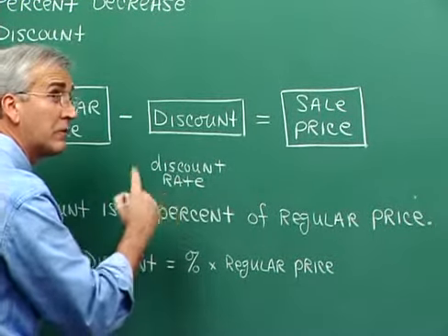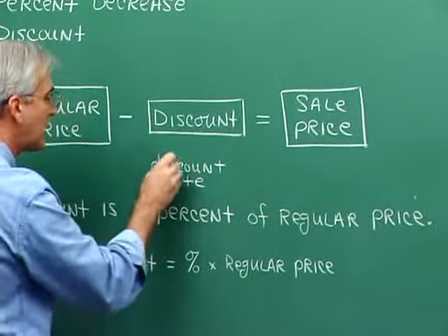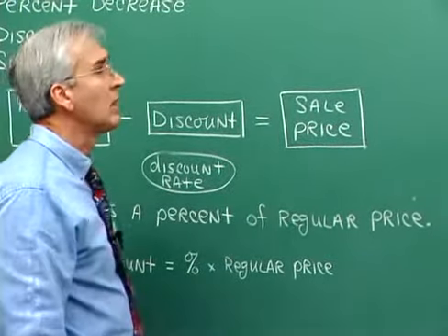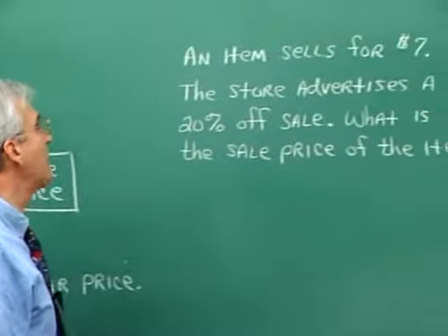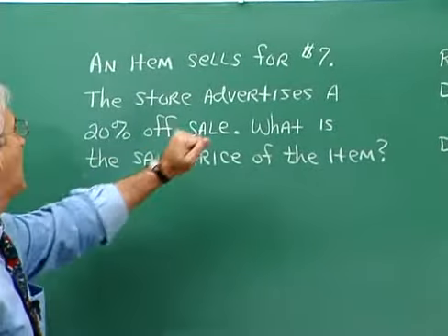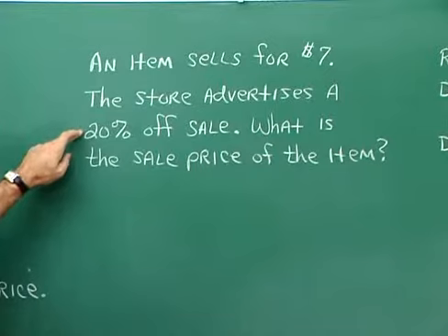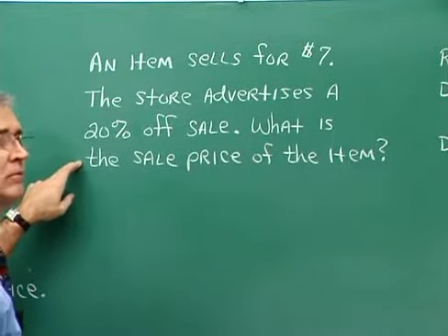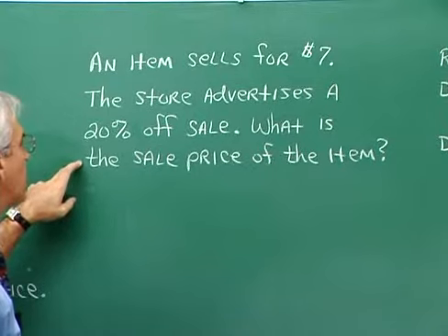Remember with markup, it was markup rate. Well, here we're talking about discount, and the percent here is called the discount rate. Let's consider a problem. Suppose we have an item that's selling for $7 and the store advertises a 20% off sale. What is the sale price of the item?